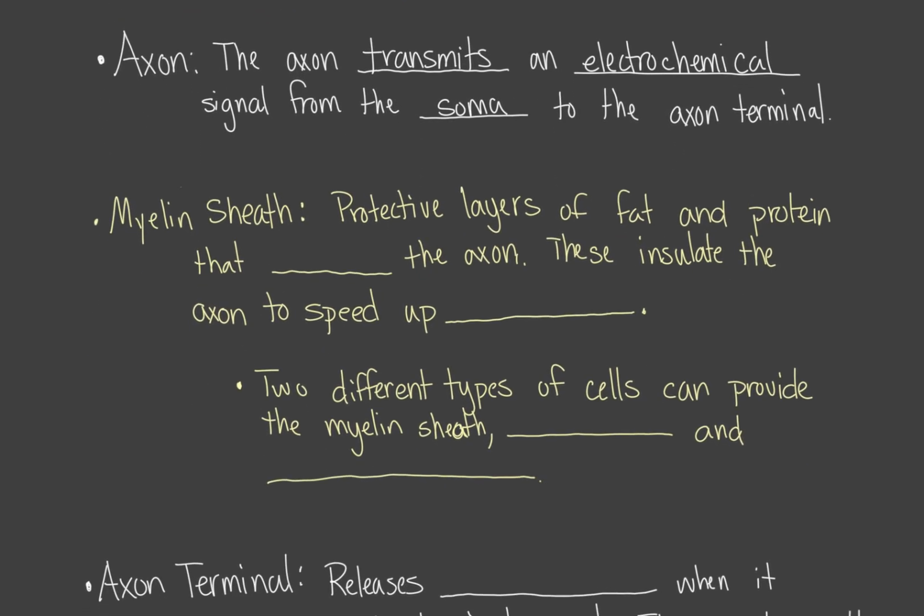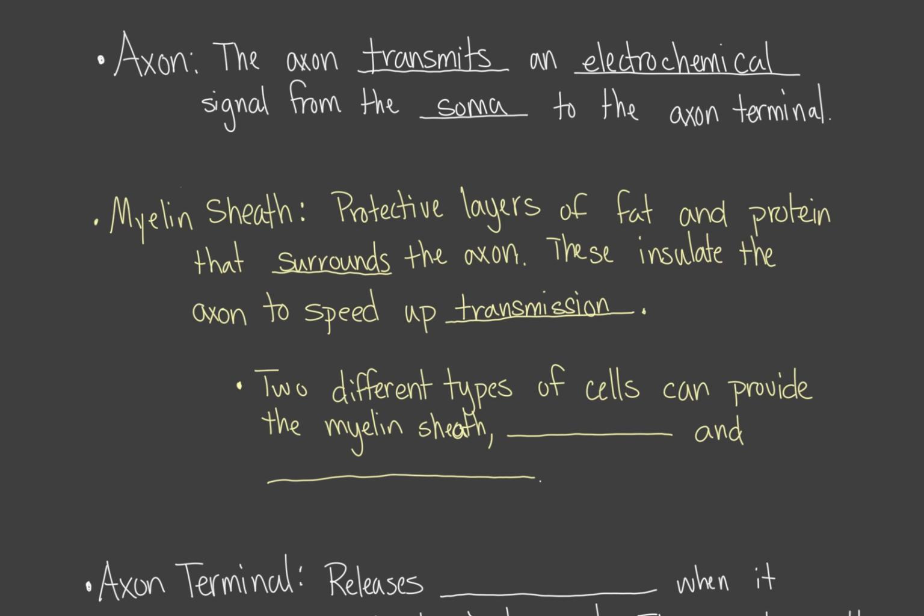Next, for the function, is the myelin sheath. And that myelin sheath is a protective layer of fat and protein that surrounds an axon. And not all neurons have a myelin sheath. Only some do. But the neurons that do, those sheaths insulate the axon, which speeds up transmission. Nerve cells that have a myelin sheath on the axon can send their signals much faster than a nerve cell that does not have a myelin sheath.